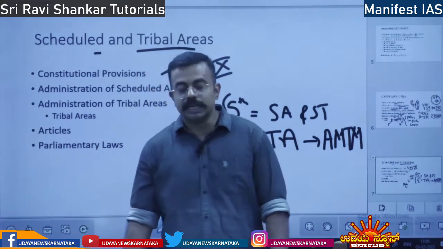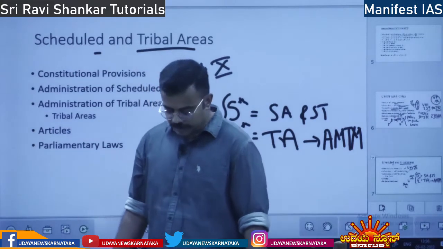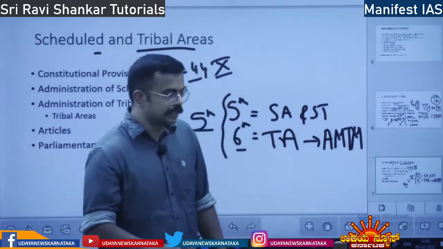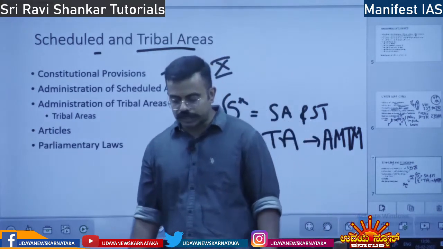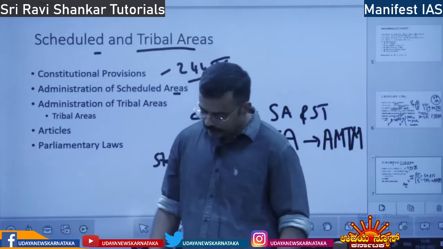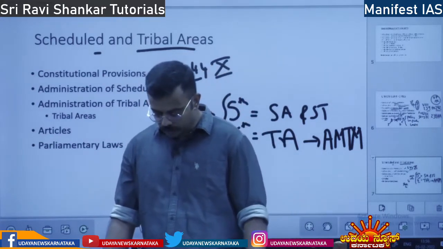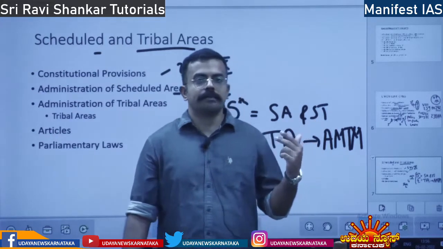He has to submit a report to the president annually regarding the administration of such areas. So also these scheduled areas have a tribal advisory council. Each state having a scheduled area has to establish a tribal advisory council. It consists of how many members? It consists of 20 members.